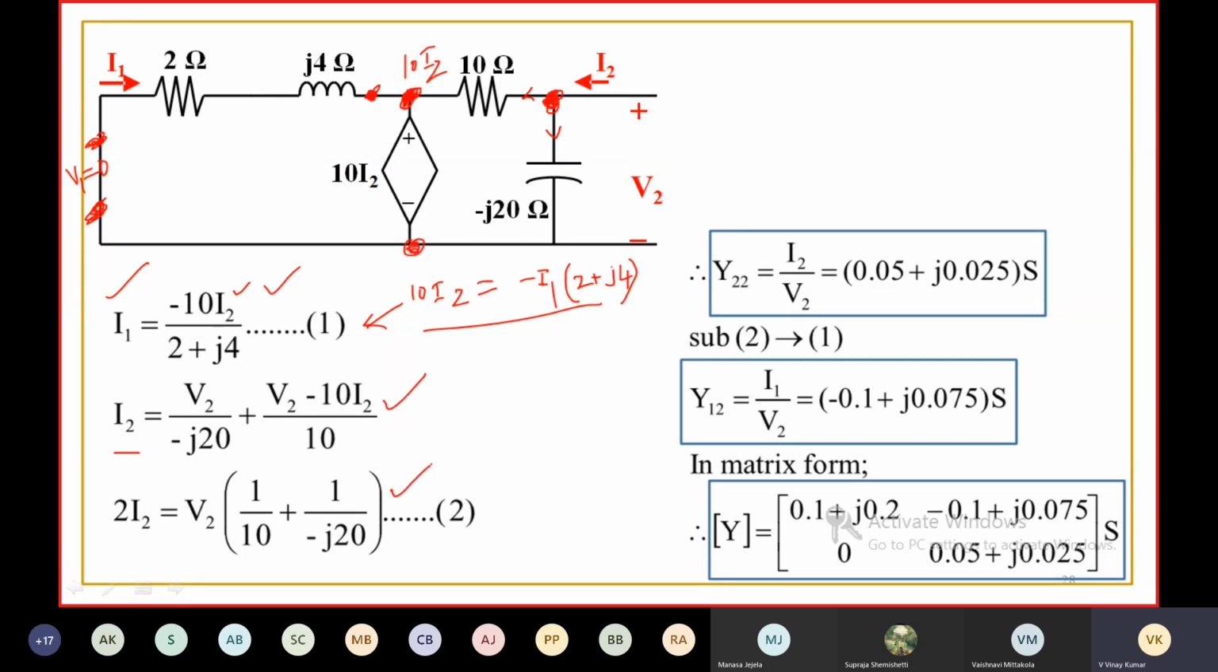Then we are going to get this equation. After solving these two equations, we are going to get Y22 and Y12. In matrix form, you can have the admittance like this. This is neither reciprocal nor symmetrical, because Y11 is not equal to Y22, and Y12 is not equal to Y22.